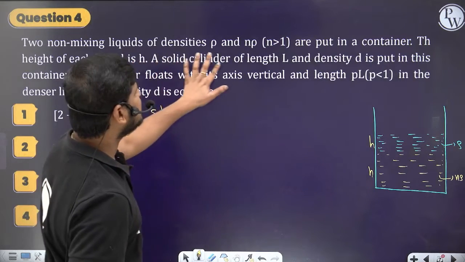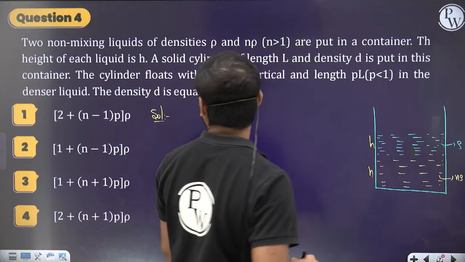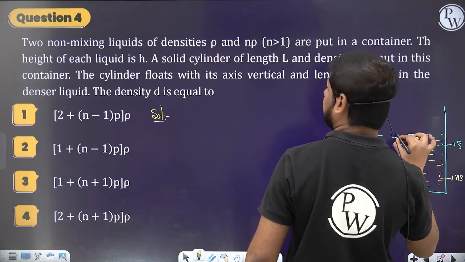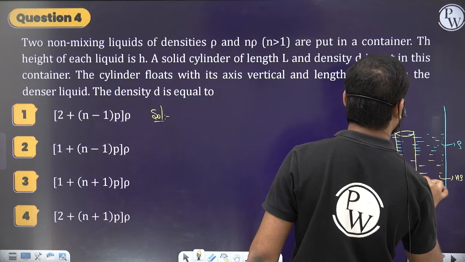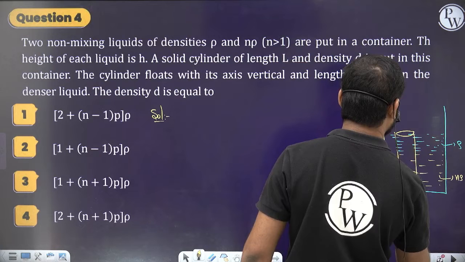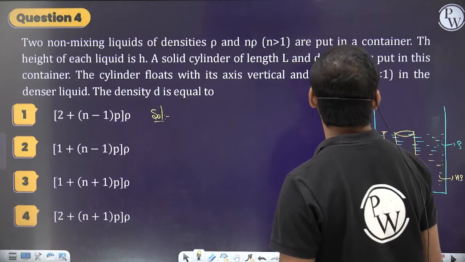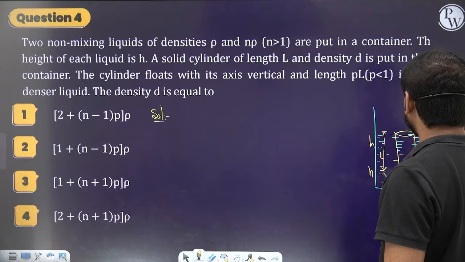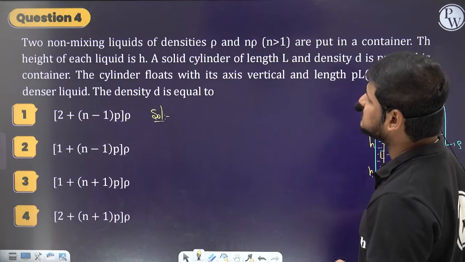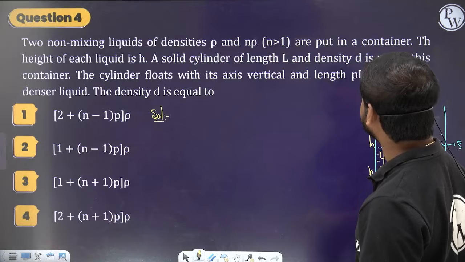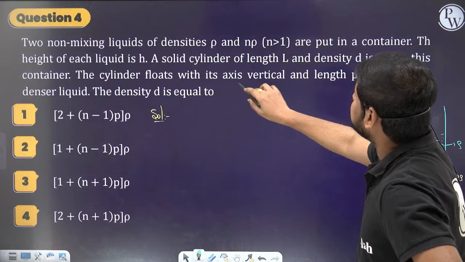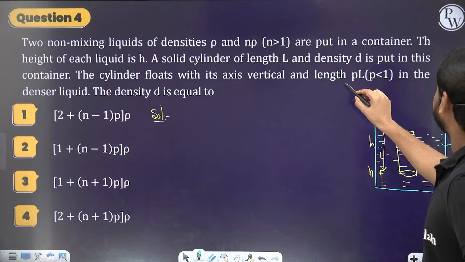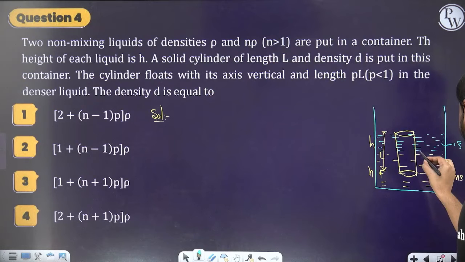A solid cylinder of length L and density d is put in this container. Understand carefully, this is the total length L, and it has total density d, fine. The cylinder floats with its axis vertical and length rho L in the denser liquid. So the denser liquid is this one, and in this one the length is rho L.